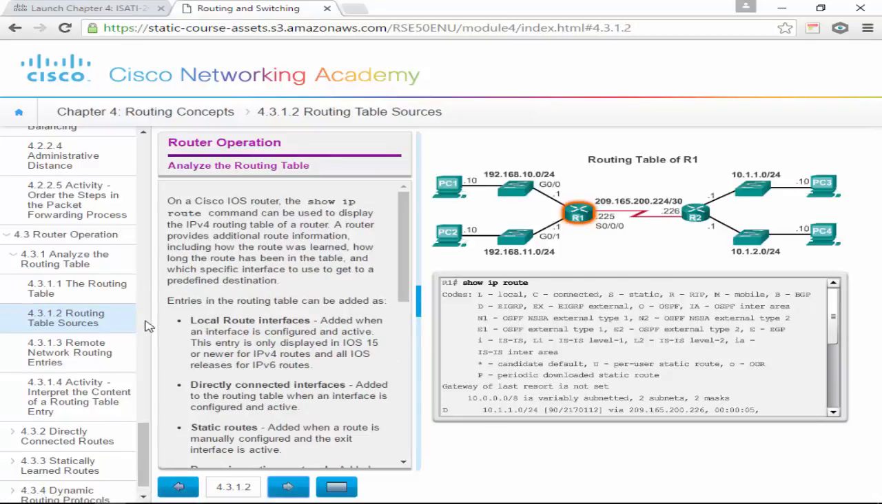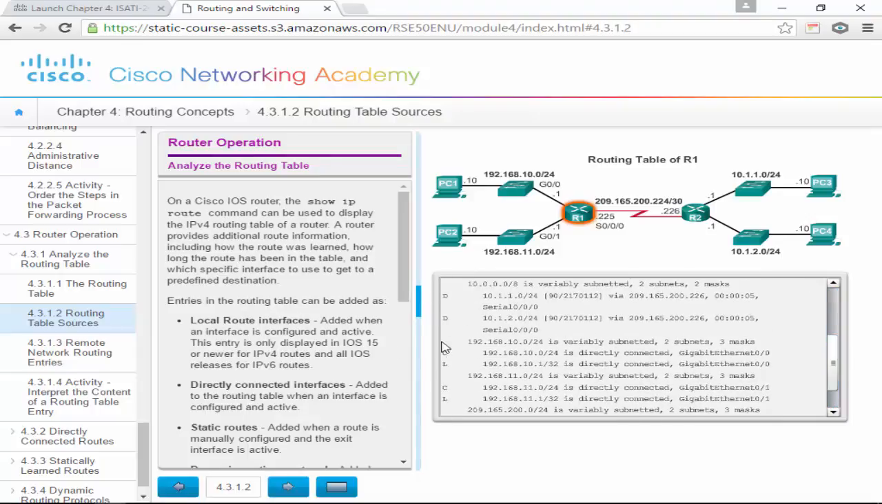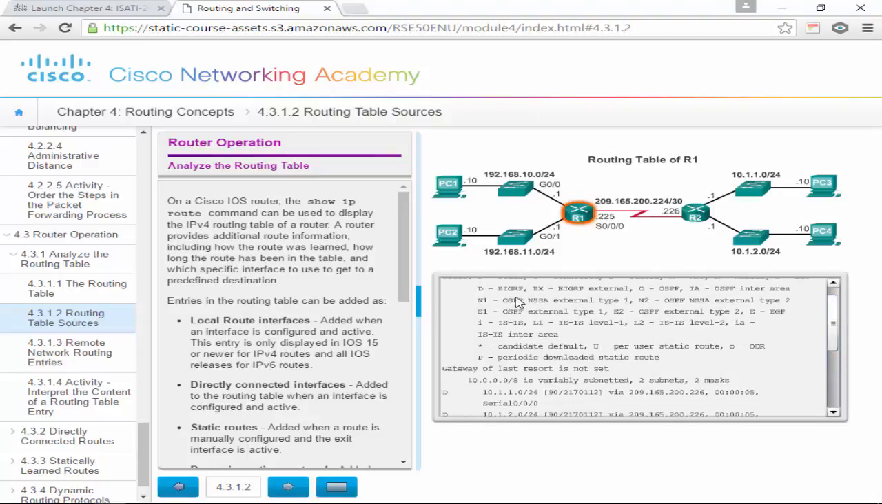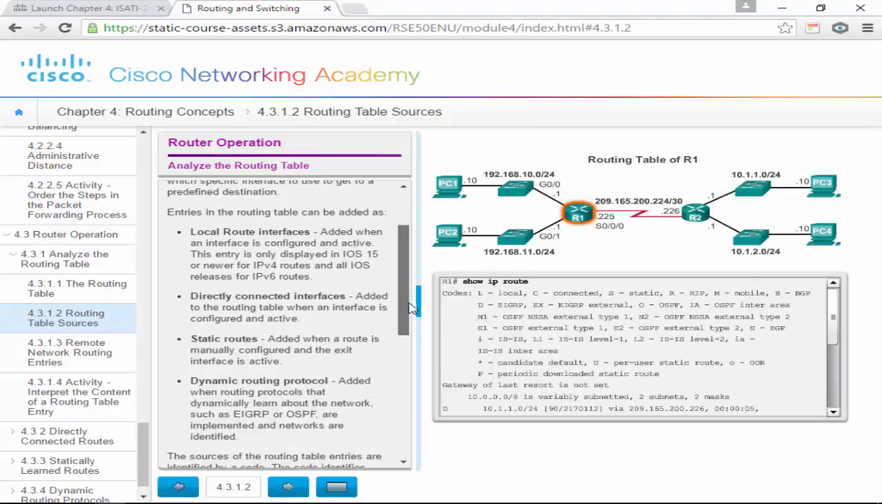So routing table sources, I've kind of talked about these. We have local routes. Right here is what it's showing you. It shows EIGRP routes, connected routes, L routes. So it shows you how they're connected. If you look at the top, if you ever forget, there's a key at the top, but a lot of tests will ask you what type of route it is and omit this information. So you do a show IP route, it says D is EIGRP, L is local, C is connected, S is static, R is RIP, right? So on and so forth. And you can look through those.